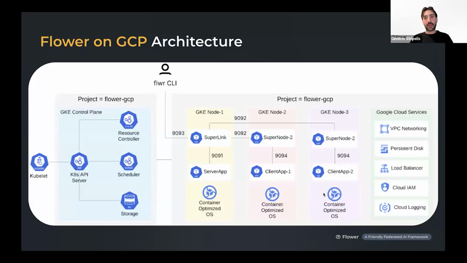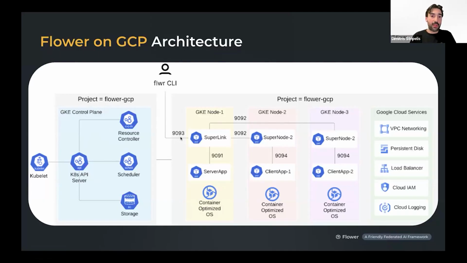Right now, just to give a final overview of what we're going to achieve in this exercise and demo, we have already created a project called Flower GCP. This one contains the control plane, so the Kubernetes server that orchestrates the entire execution, and then we're going to deploy three nodes: one dedicated to the server, which consists of the Superlink and ServerApp, and two more nodes that consist of a SuperNode and ClientApp each, respectively.